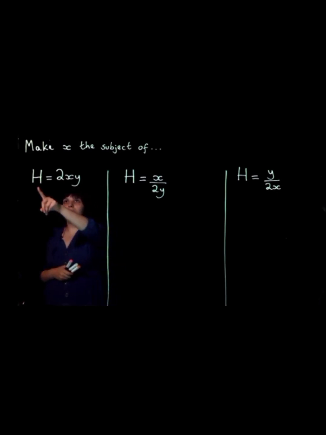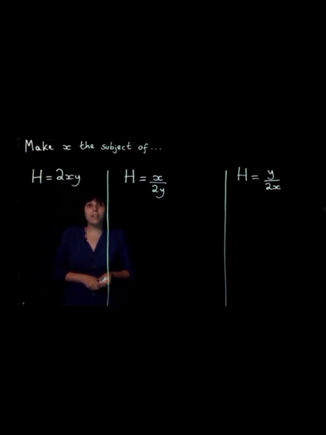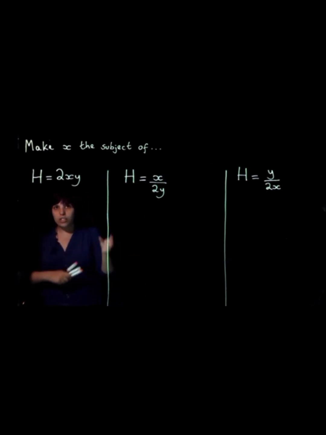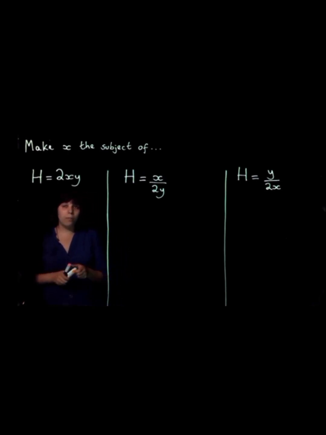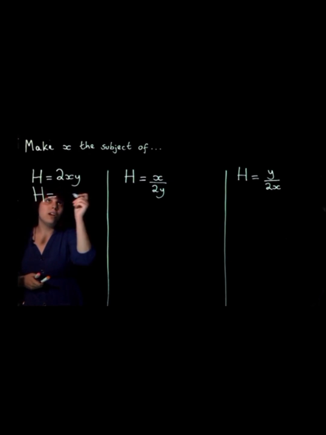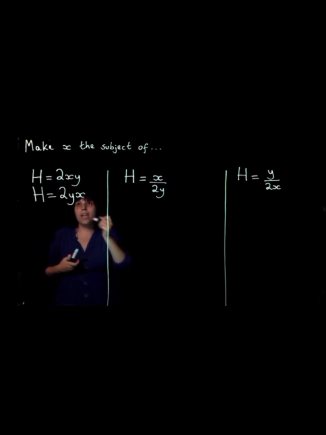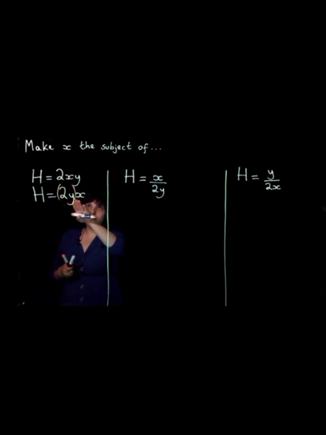Now, I've got my h on this side, and I've got 2xy on that side. Now, 2xy is the same as 2 times x times y. And I know I can change the order of those to make it easier for myself. So I've got 2 times x times y at the moment, but actually it'll be much easier to get my x on its own to have 2 times y times x. Because then what I can do is put the 2y in brackets, and that gives me 3 parts. So I've got my h, my 2y, and my x.